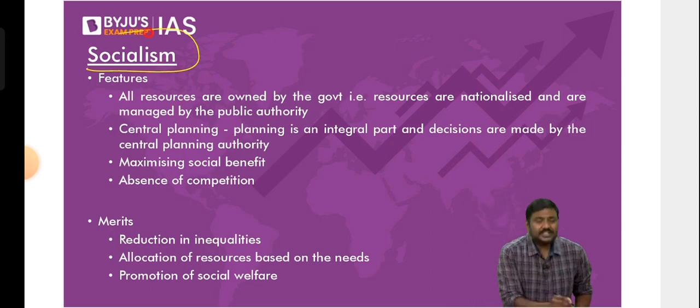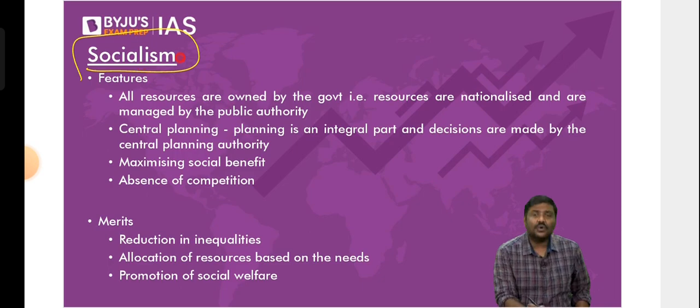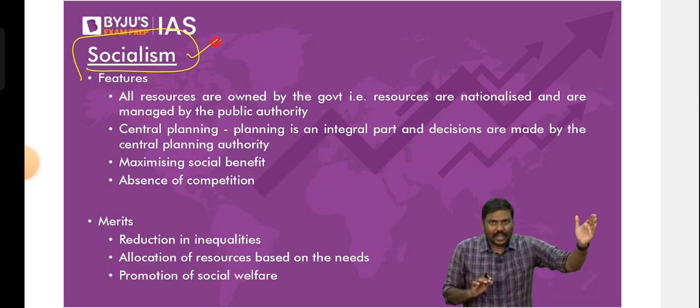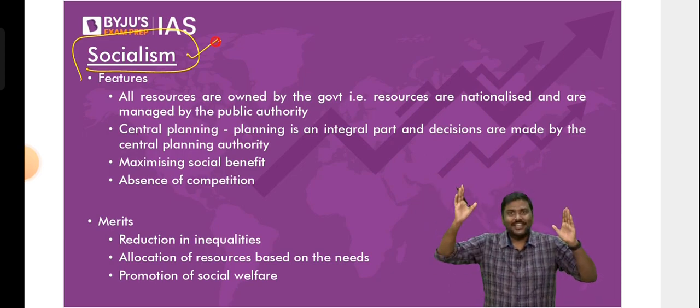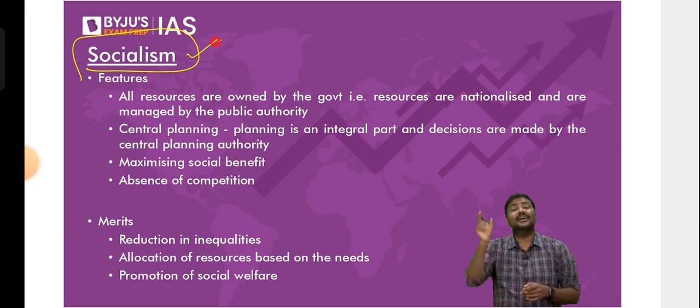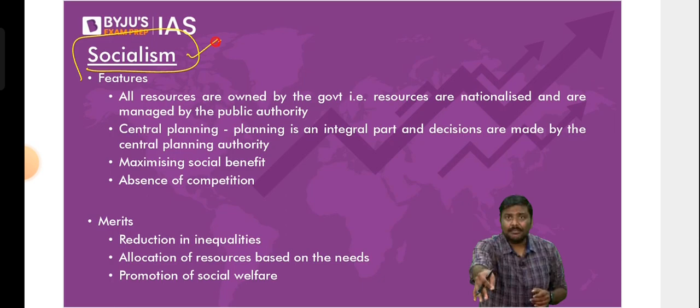Okay. Next, the concept of socialism. In case of socialism, what are the features? On one side we have capitalism, where there is private sector ownership. On the opposite side, we have socialism. In socialism, the private sector is not owning the factors of production. Rather, it is the government which owns the factors of production.